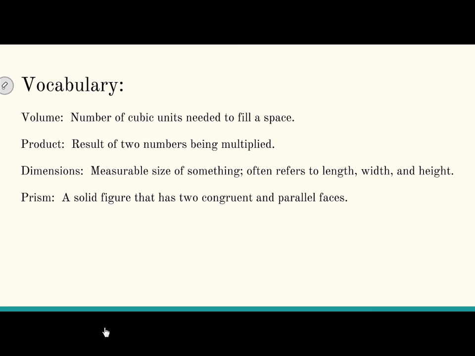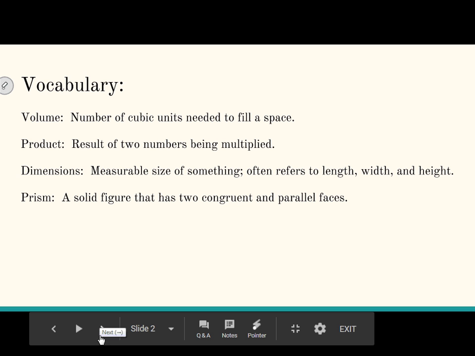Some vocabulary: volume is the number of cubic units needed to fill a space. You can think about what would fill up a cup of water, or if you have a solid figure. Product is the result of two numbers being multiplied. Dimensions are measurable size of something, often referring to length, width, and height. And a prism is a solid figure that has two congruent parallel faces.